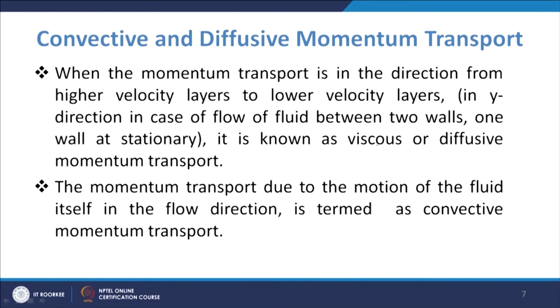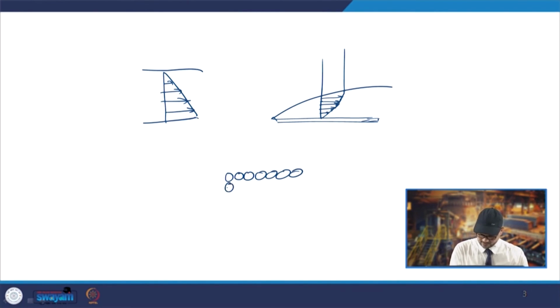Now, if your momentum transport is due to the motion of the fluid itself in the flow direction, then it is known as convective momentum transport. If you look at viscous or diffusive momentum transport, basically the molecules will be crossing the layers. You have the top layer of molecules, and below that you have more molecules. This way you have layers of molecules, and the momentum transport will use this mechanism. This is because of the viscous property.